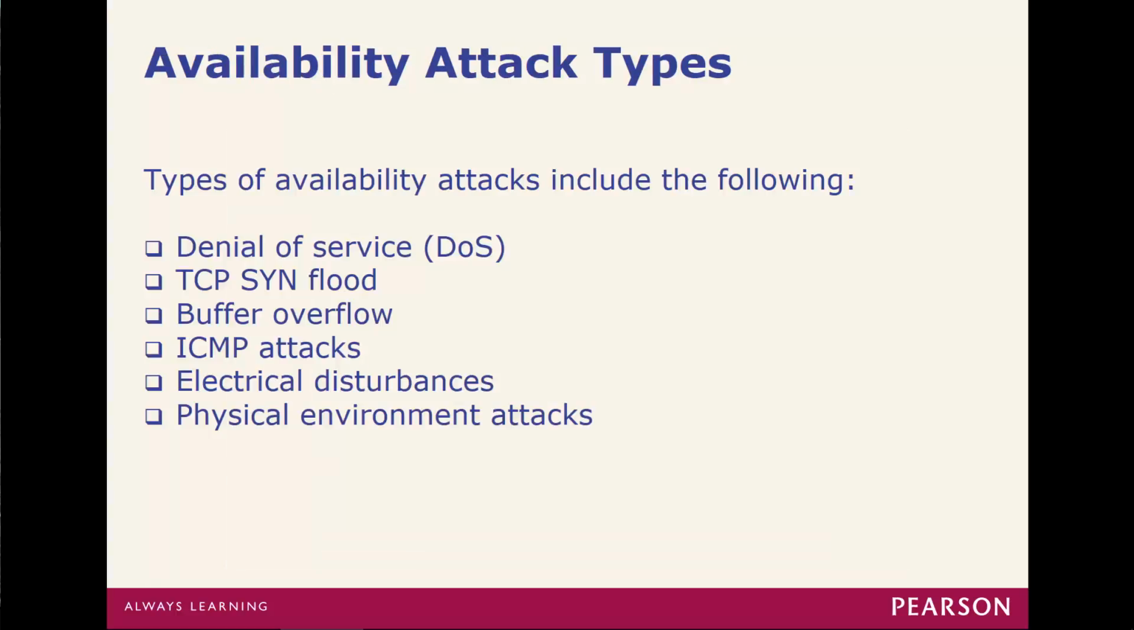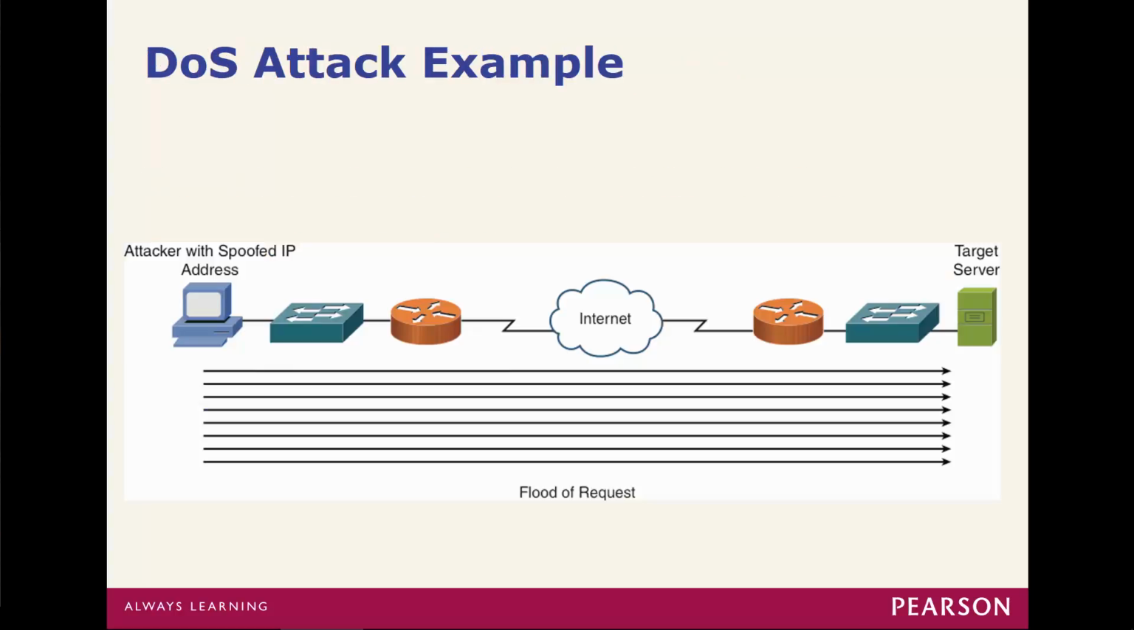Availability attacks include a distributed denial of service or DDoS attack, a SYN flood attack, a buffer overflow, ICMP or ping of death, electrical disturbances, or maybe even physical environment attacks. You know where their equipment is, you make it run hotter, or you make it run cooler. So here's an example of a DDoS attack. Normally it's made to work with a few requests. Instead of a few requests, we start pegging it with hundreds or thousands or tens of thousands of requests.